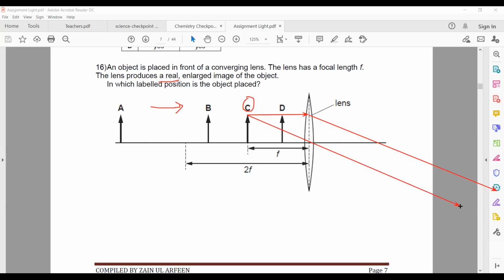So these two light rays will intersect, but far away from the lens, and it will give a real and enlarged image of the object. But at D, F is the last point where we get an enlarged and real image. Within point F, it will be a virtual image. So C is the right answer for this.